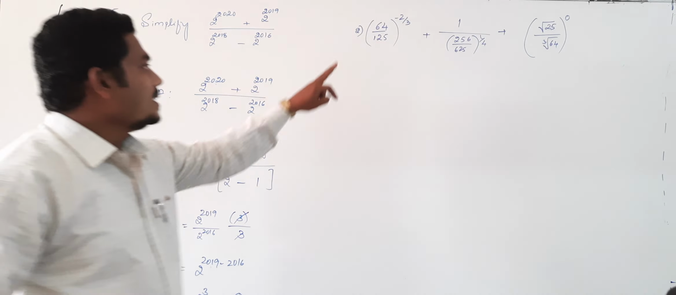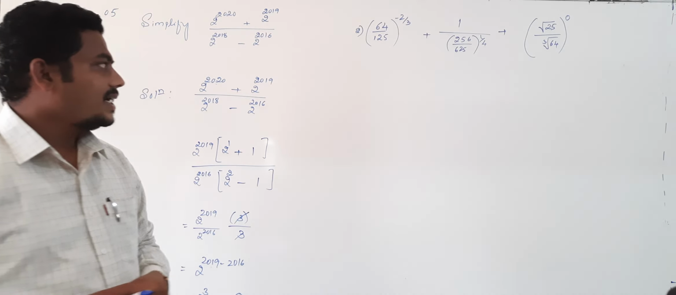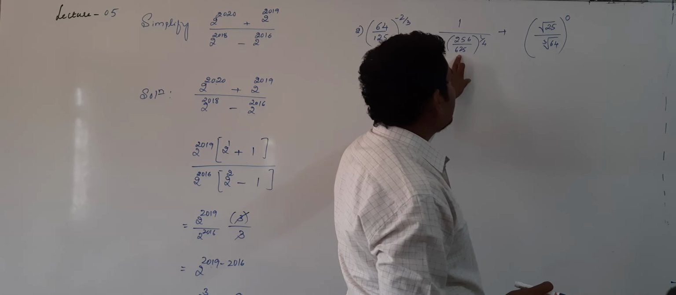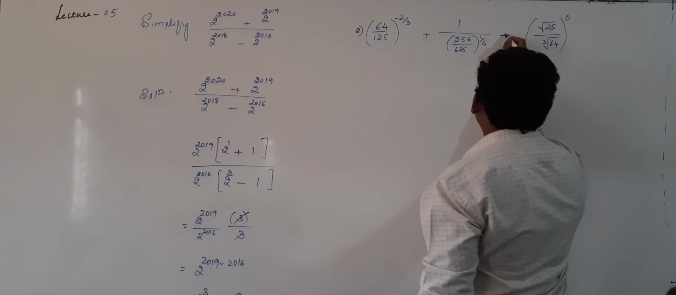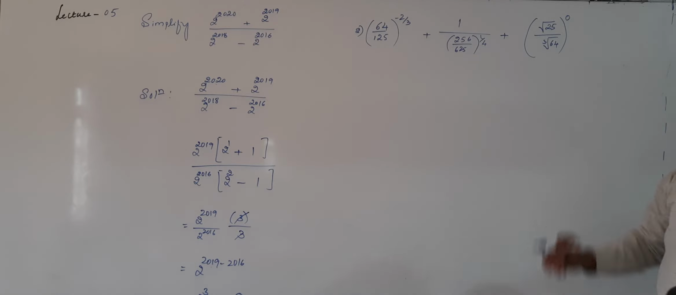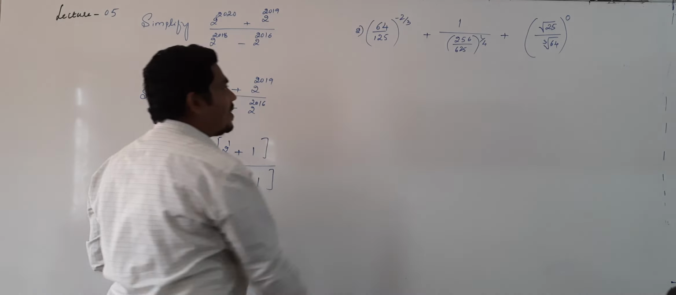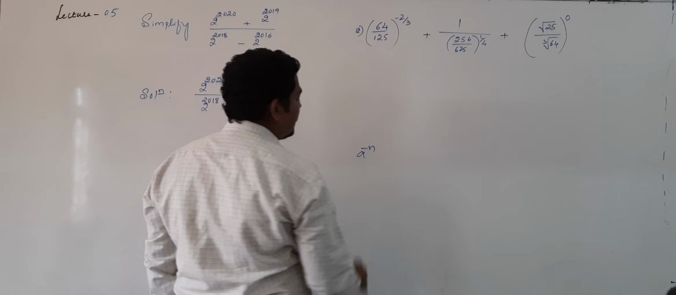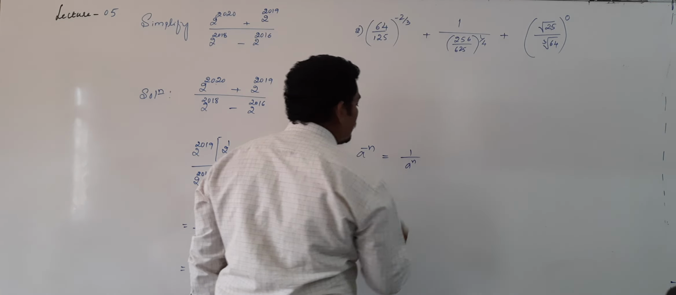Simplify (64 divided by 125) to the power minus 2/3 plus 1 divided by (256 divided by 625) to the power 1/4 plus (square root of 25 divided by cube root of 64) to the power 0. And we have a property. What is a power minus n? A power minus n is 1 divided by a power plus n.